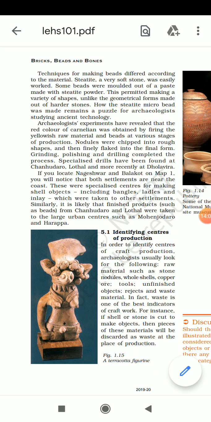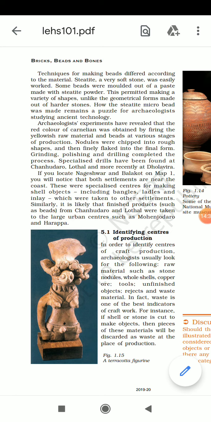But along with Chahundro, from sites like Lothal and more recently Dholavira, we also find signs of bead making. If you look at Nageshwar, where is Nageshwar? Nageshwar is a very famous site of the Indus Valley civilization located in Gujarat. And Balakot, you know Balakot? That is in Pak-occupied Kashmir area. Right now it comes under Kashmir.